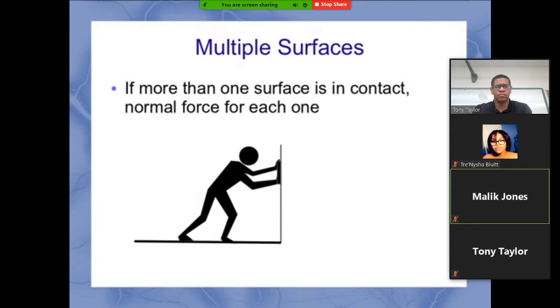Now, if I've got multiple surfaces, like I have in this example, I have to consider a normal force for each one of the points of contact. So, for example, up here at my hands, I have a normal force where I'm pushing on the wall and the wall is pushing back on my hands. In this case, my front foot is going to have a second normal force, where my foot pushes down on the floor and the floor pushes up on that front foot. And in the back foot, we have a third normal force. And again, it's a force pair where my foot pushes down on the floor and the floor pushes back up on my foot.